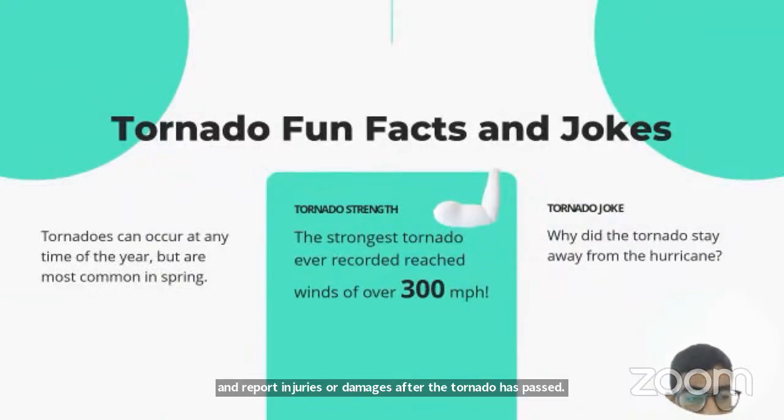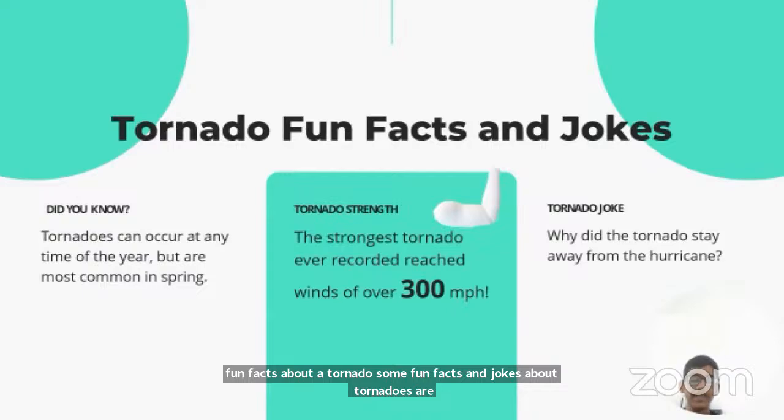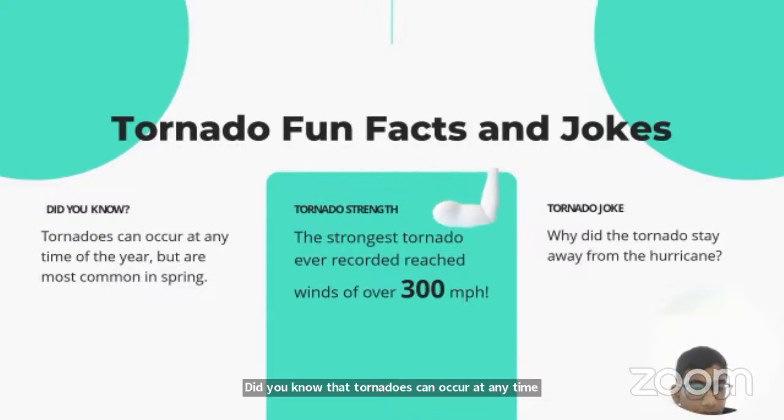Some fun facts and jokes about tornadoes are: did you know that tornadoes can occur at any time of the year but are most common in spring? Tornado strength: the strongest tornado ever recorded reached winds of over 300 miles per hour, which is about 650 kilometers per hour.